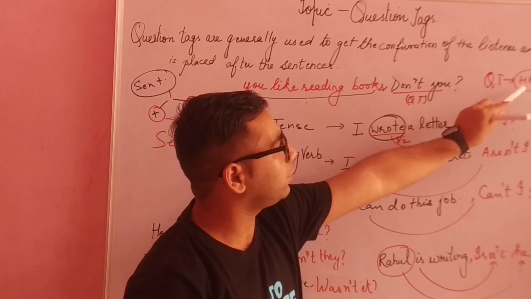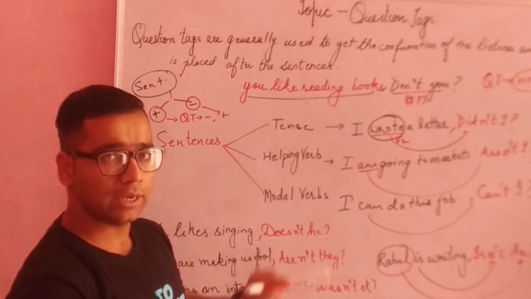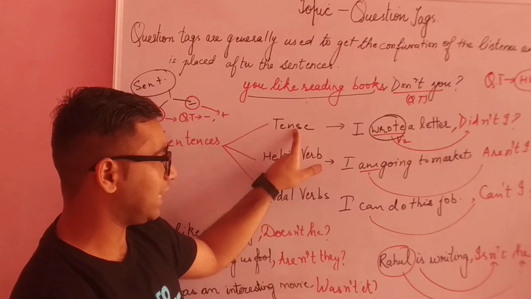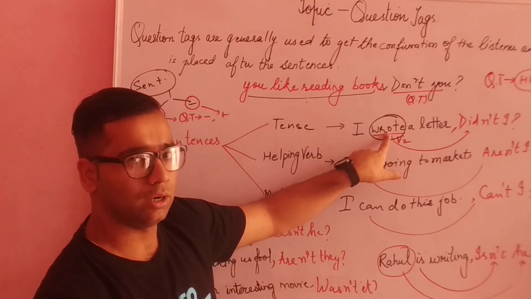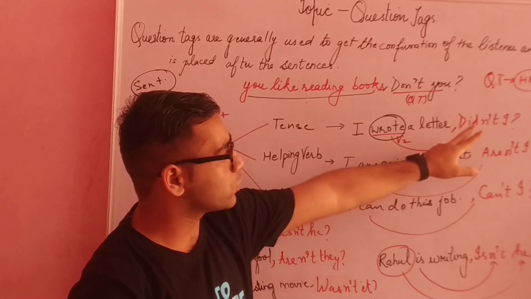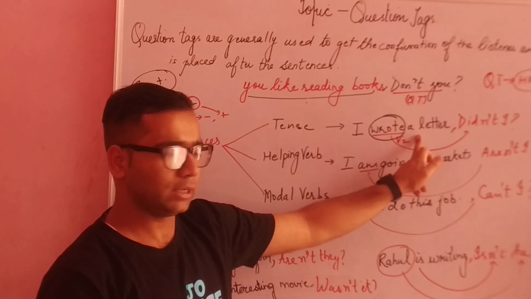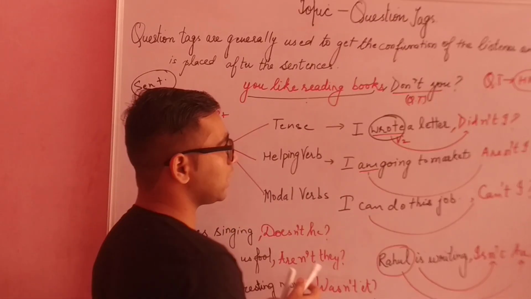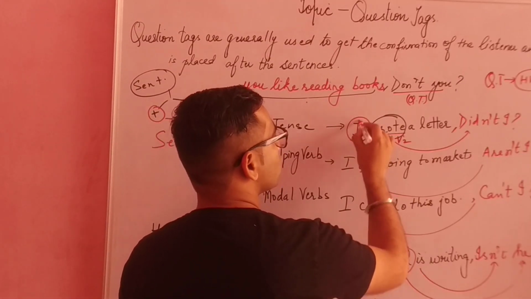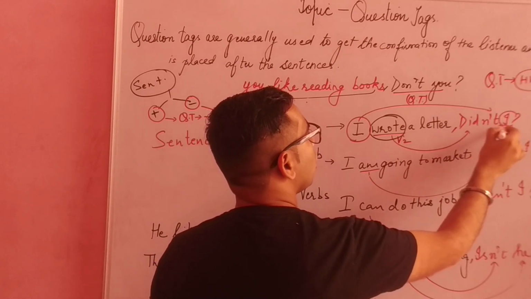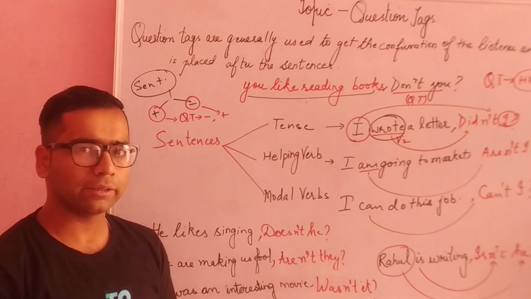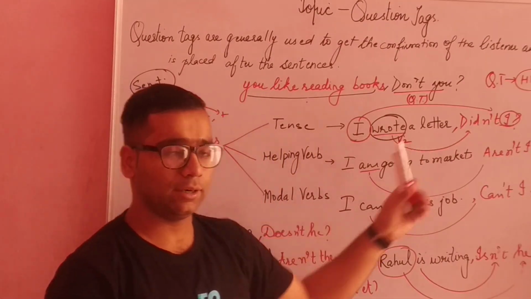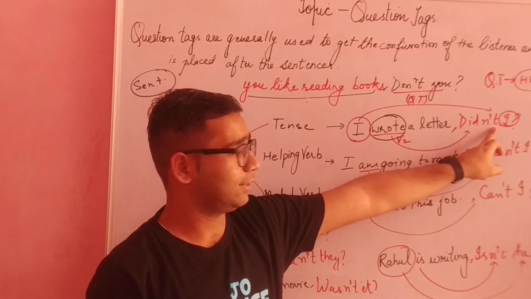Helping verb you will get from these three hints. Any of the hints will be present. If tense is there, pick up the tense and make the helping verb from there. Positive or negative you will come to know from here. Subject you have to find out. Fine. So the subject here is I. So I will remain I: did not I. Clear? I wrote a letter. Didn't I?